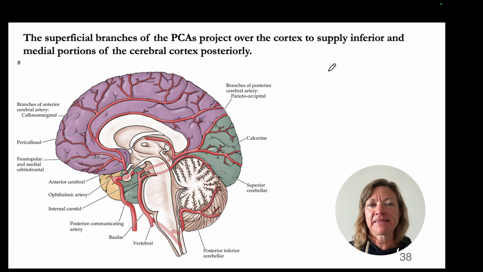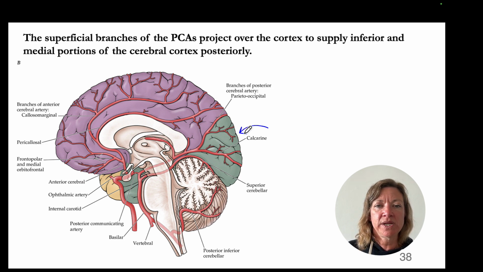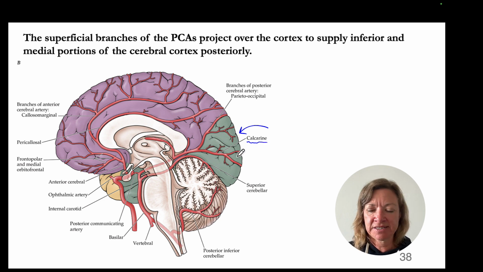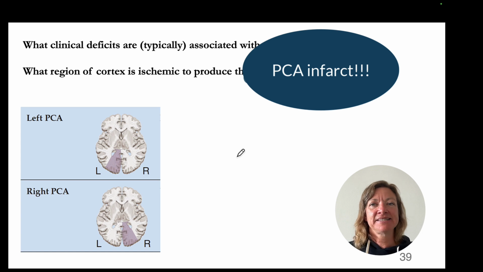Now, we've already seen that the posterior cerebral arteries spread posteromedially over the cortex, and their territory is shown here in green. And the most crucial structure that's supplied diagnostically, straddling the calcarine sulcus, is the primary visual cortex. And so the visual deficit is the most classical deficit associated with a PCA infarct.